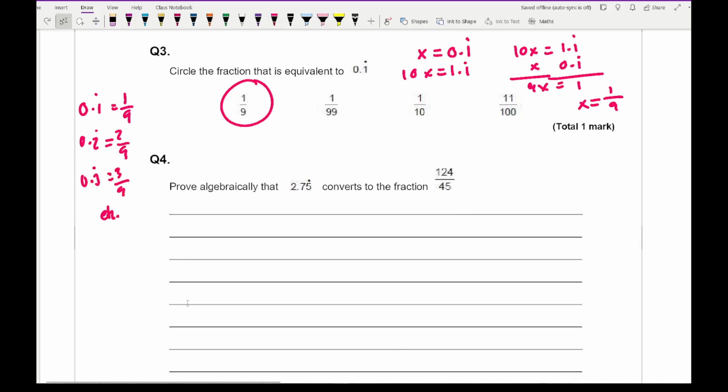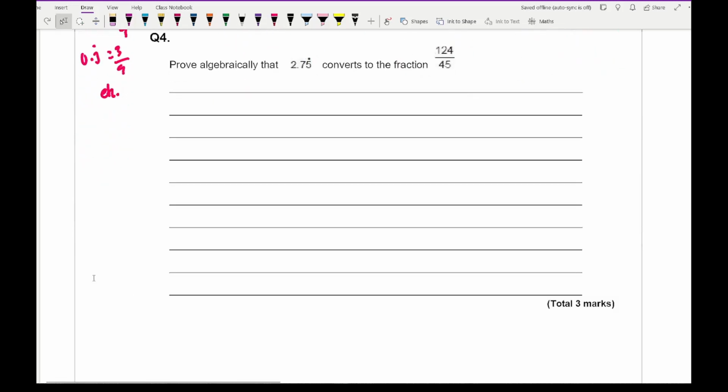So moving on to question 4, we can notice that this question is very, very similar to the second question. So here it says prove algebraically 2.75 recurring converts to the fraction, and here we've got a fraction. So again, make it equal to x. Then we multiply by 10. So we've got 27.5 recurring.